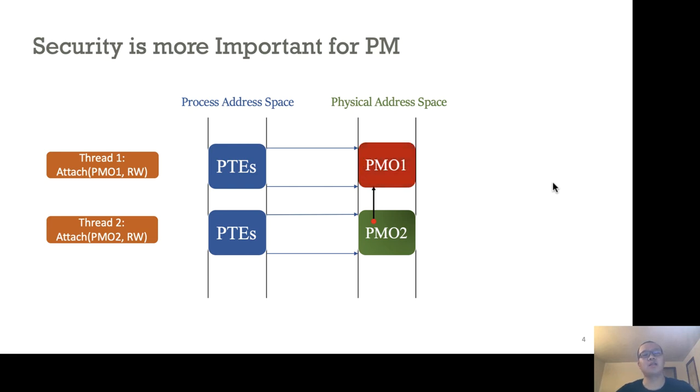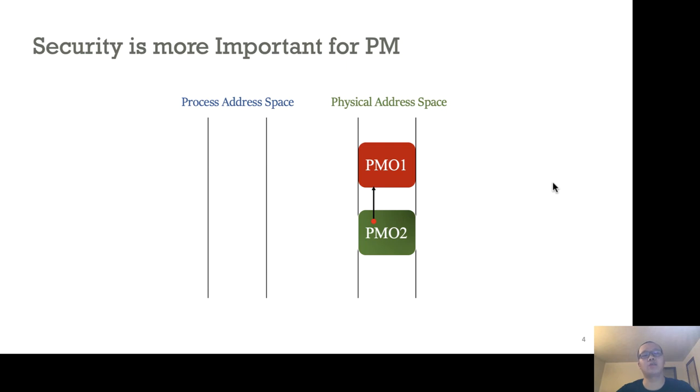Then, even after the termination of the process, the corrupted data is still there, and the corruption would be persistent, and it will be propagated to all future usage. So we propose to improve the security by using intra-process isolation.